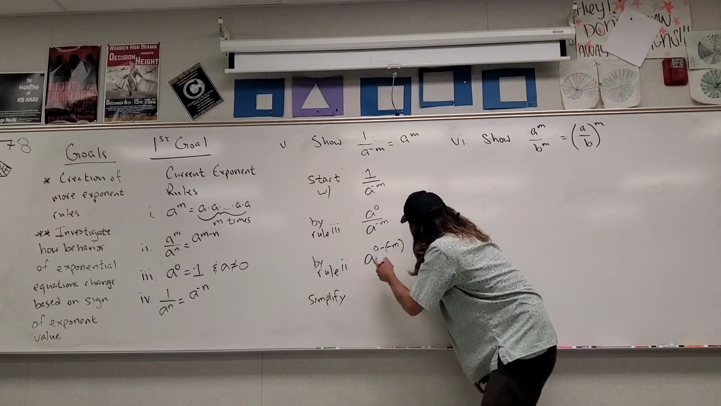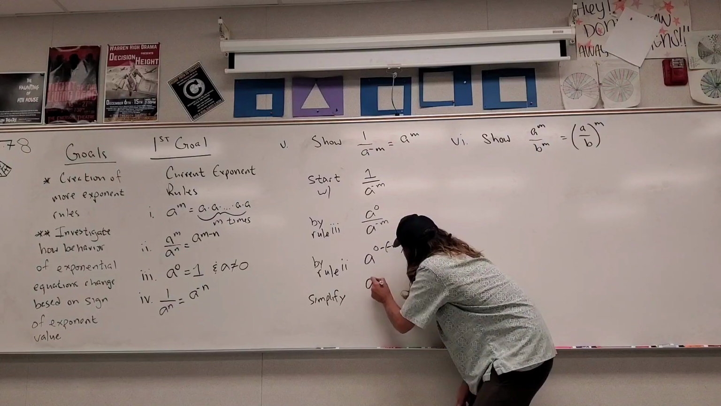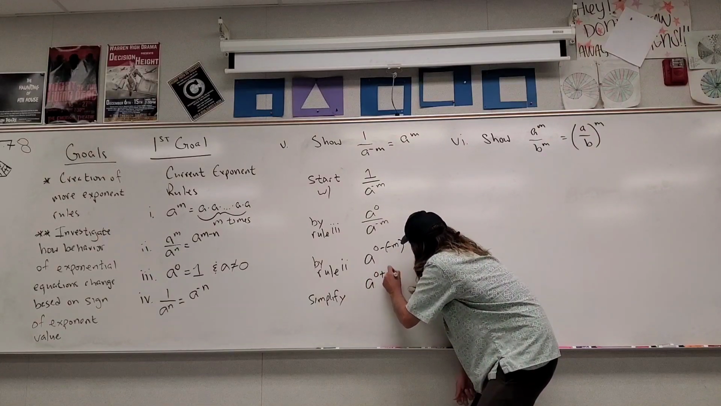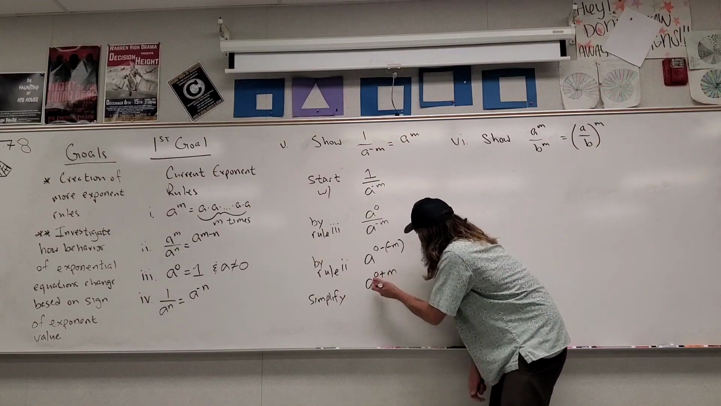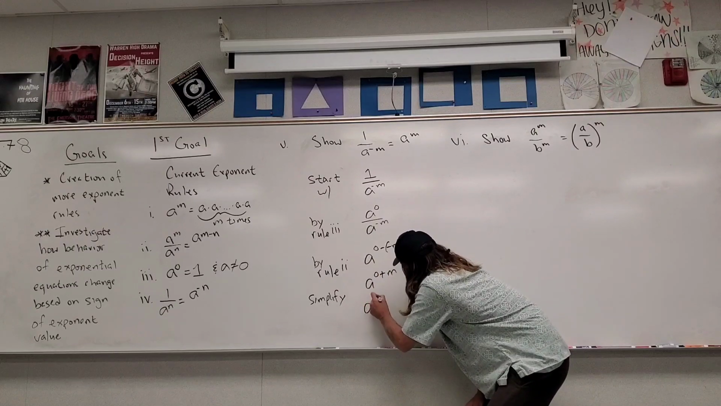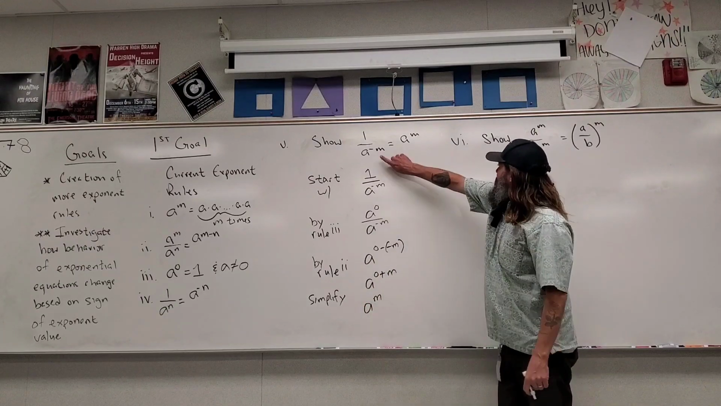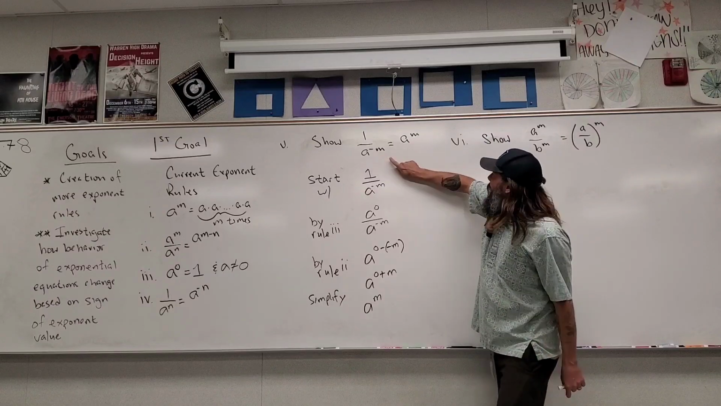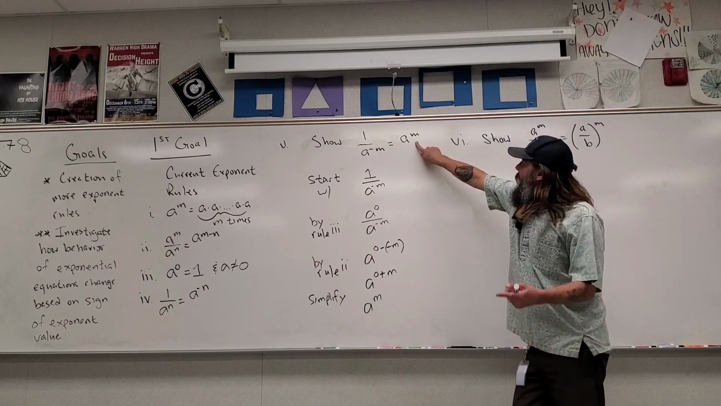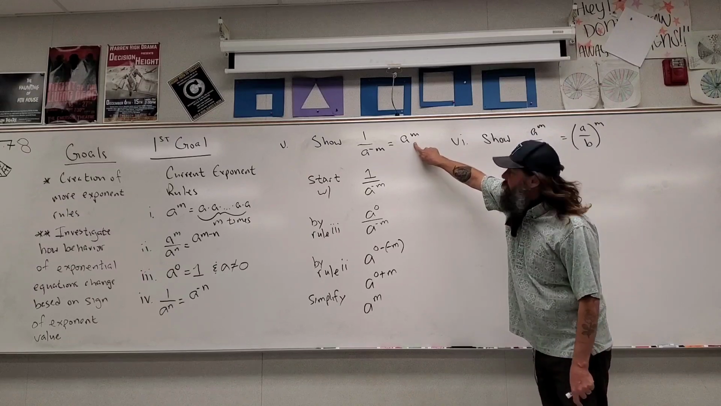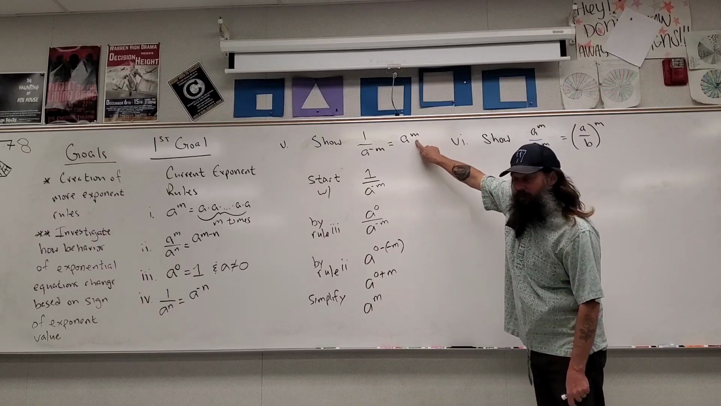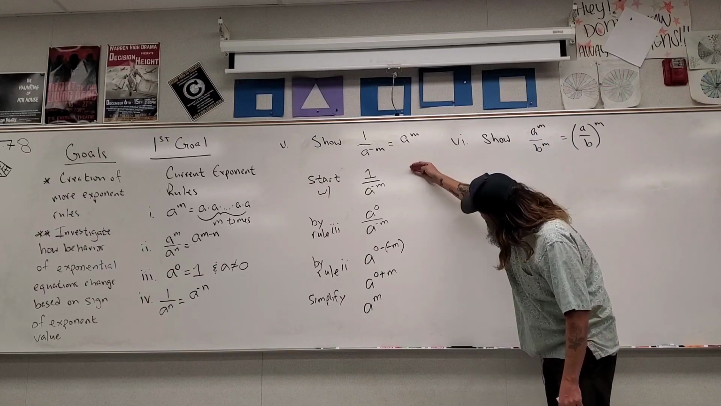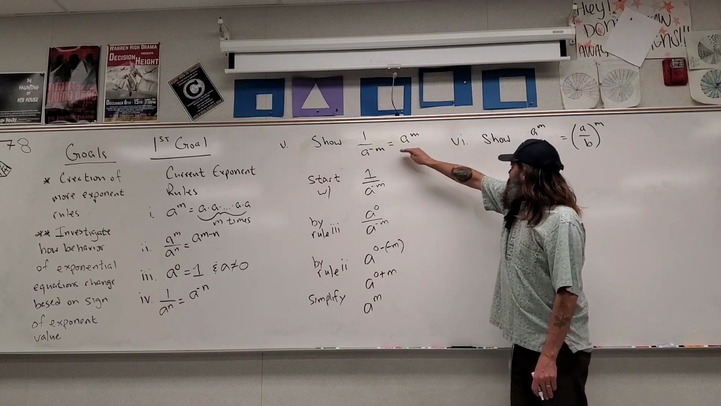And I get a to the power 0 plus m, which, since any number plus 0 becomes itself, becomes a to the power m. So if I have a negative exponent in the denominator, it's negative where it lives, I can move it up to the numerator, and I now have a positive exponent. It's positive about where it's at. So that was an argument that turns the left side into the right side.